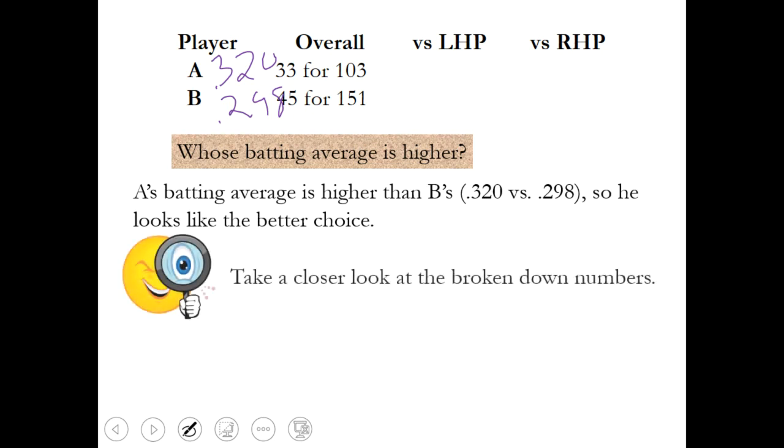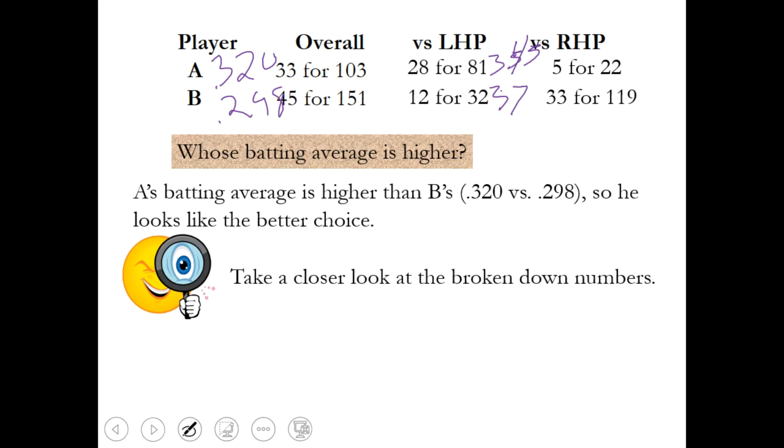But then I can look at some of the breakdowns of the numbers. When they go up against left-handed pitchers, they hit 28 out of 81. So 34.5%. But 12 out of 32 is 37.5%. Well, 5 out of 22. Maybe they're just much better there. 22.7%. Well, how about 33 divided by 119? Oh, 27.7%.